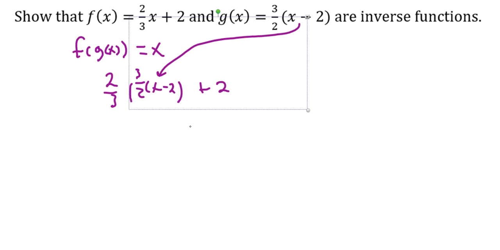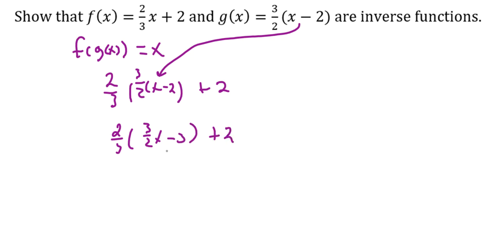So all I'm going to do now is go ahead and distribute the 2/3, and now distribute the 3/2 first. Okay, I'm going to have 3/2 x, and that's going to be 1. So that's just going to be minus 3. And I have a plus 2 over here. Now I distribute the 2/3, and that's just going to be an x, and 3 divided by 3 is 1. So I'm going to have minus 2 plus 2 is equal to x. That one fulfilled it. Now let's go ahead and do the next one.